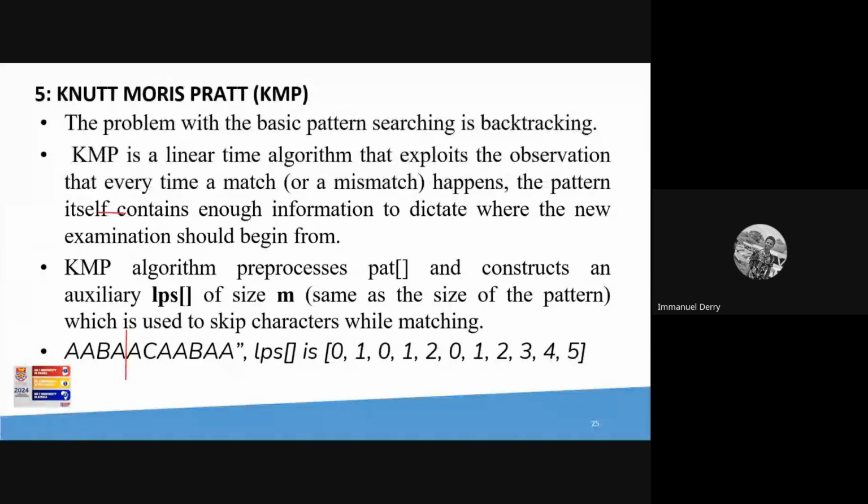All right. So these are the processes that the KMP algorithm basically goes through. It processes the pattern and constructs what we call an auxiliary LPS. The LPS is the longest prefix suffix array of size M, which is the same as the size of the pattern that we have. And this LPS is used to skip characters whilst the matching is being done. So now let's look at how to construct the longest prefix suffix.